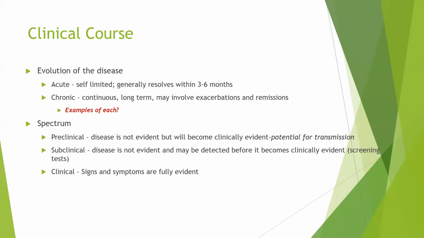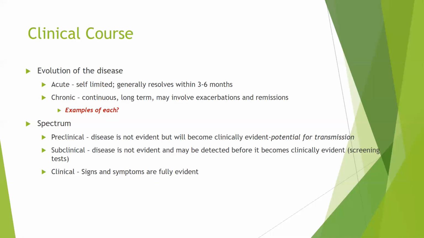An acute condition could be an infection. It could be a urinary tract infection. It could be a bone fracture. Chronic may be pain, COPD, renal failure, congestive heart failure. Something that involves exacerbations or remissions could be Crohn's disease, ulcerative colitis, congestive heart failure, like we mentioned before.